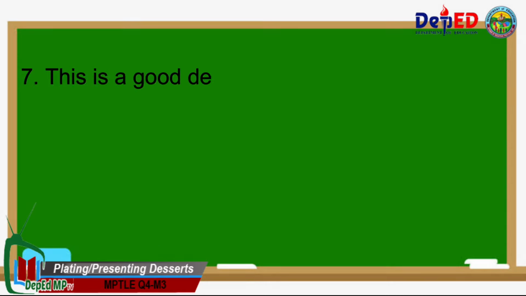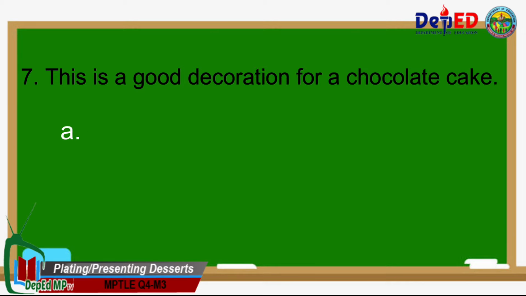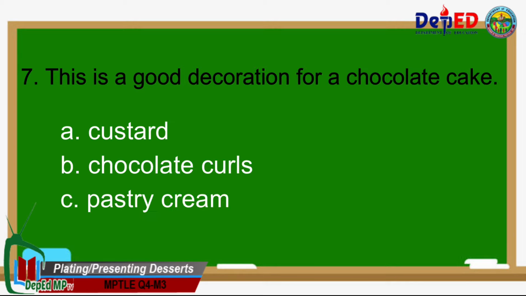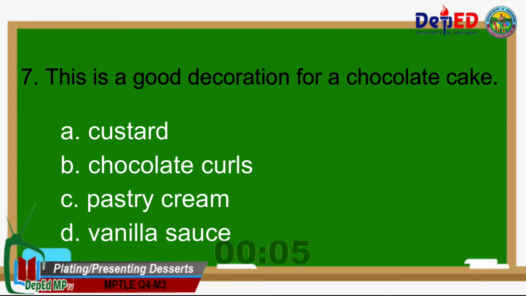Number 7. This is a good decoration for a chocolate cake. Letter A, custard. Letter B, chocolate curls. Letter C, pastry cream. Letter D, vanilla sauce. The correct answer is letter B.